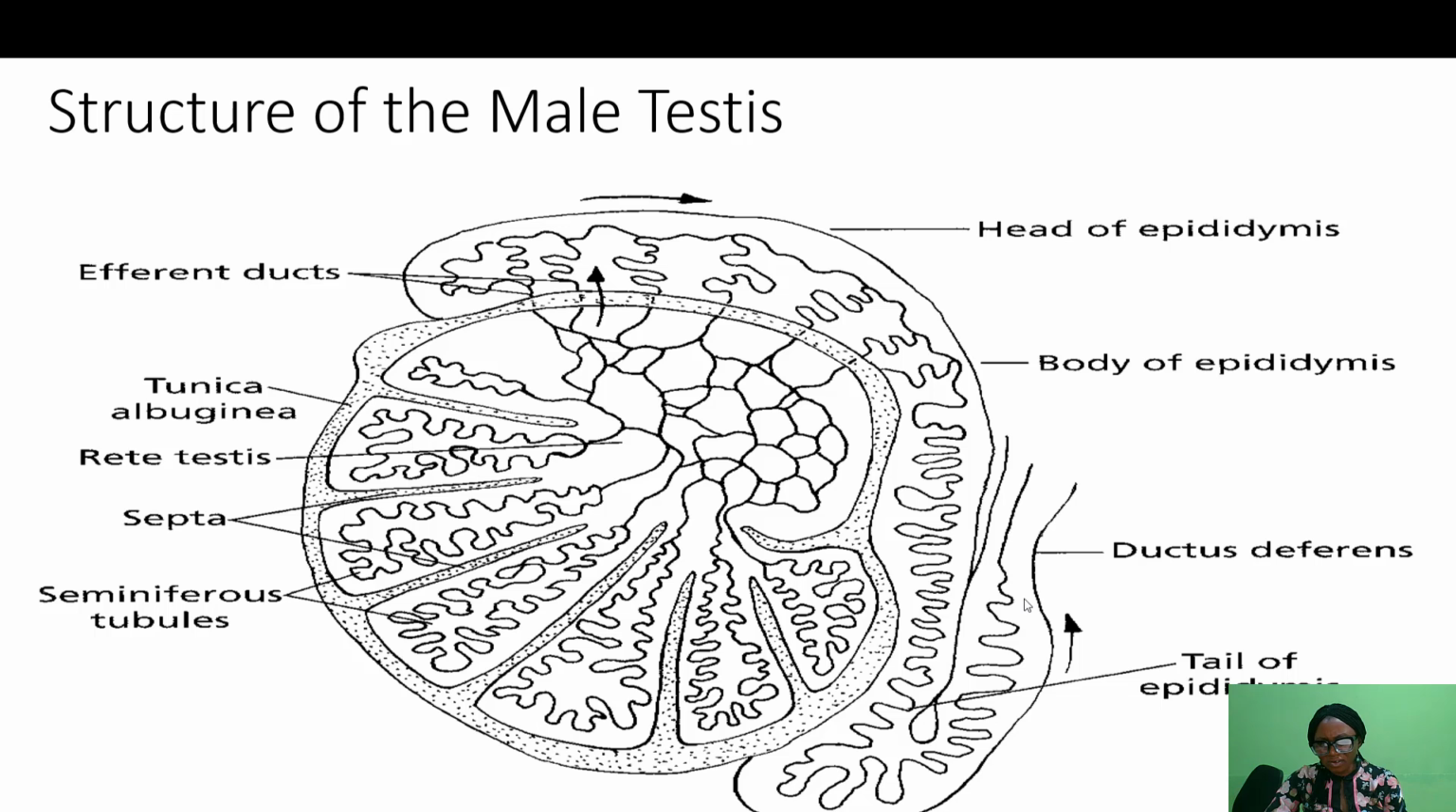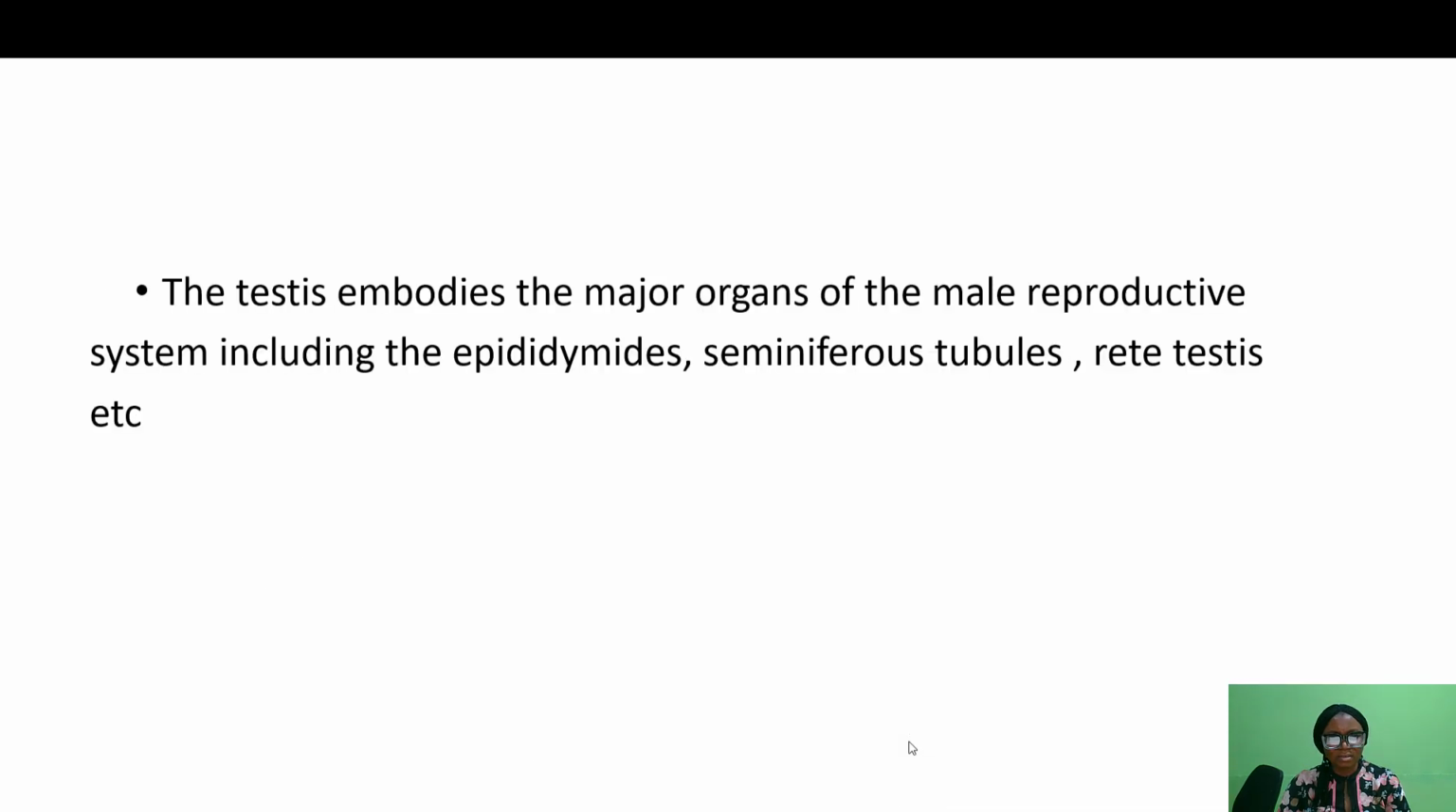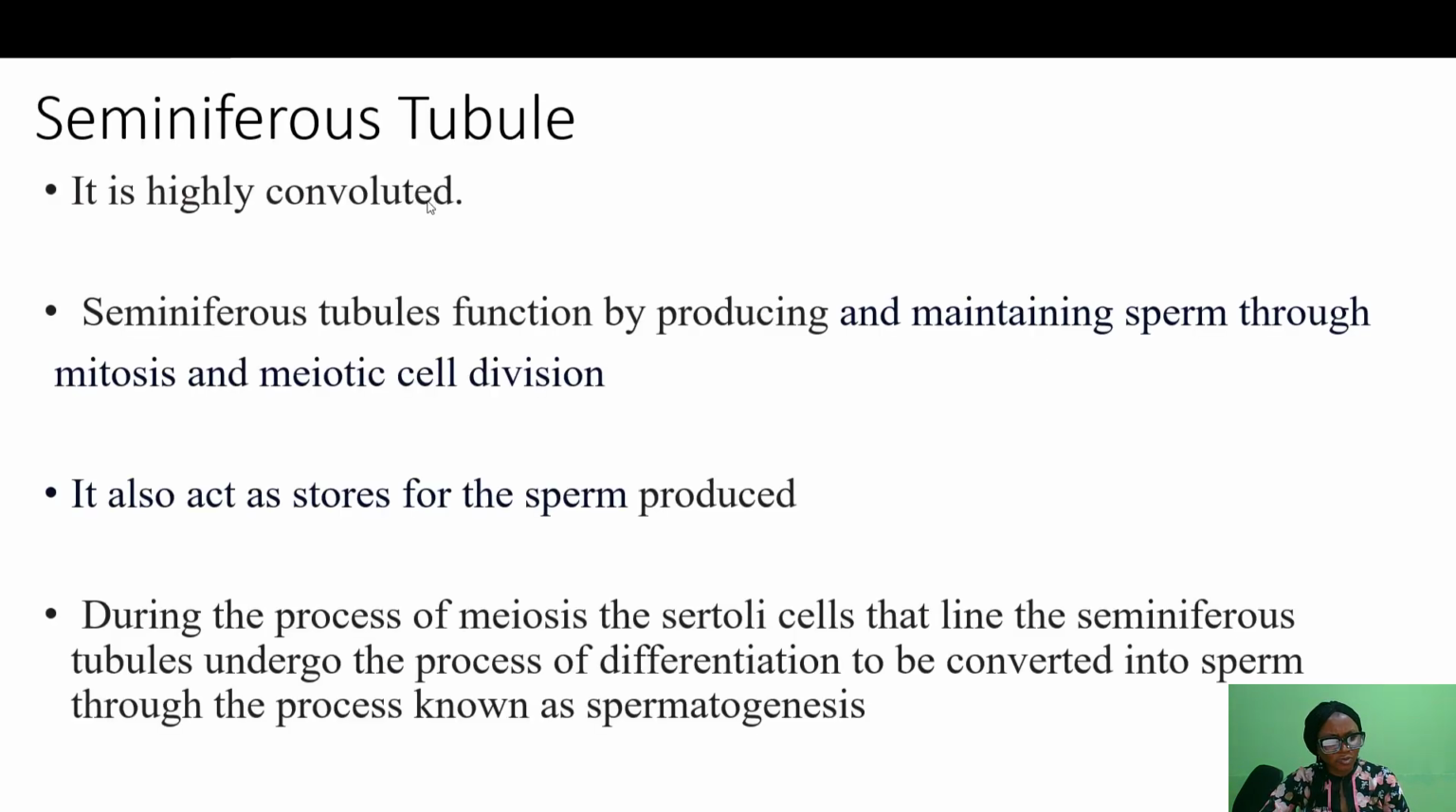So after the tail of the epididymis, during copulation, the sperm cell alongside the accessory fluid moves out through the ductus deferens to the urethra and out to the penis. Yes, the testis embodies major organs of the male reproductive system, which include the epididymis, the seminiferous tubule, and the rete testis.